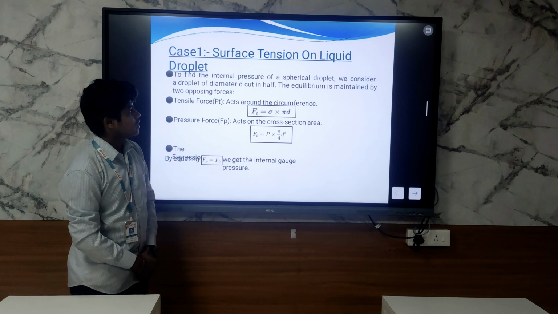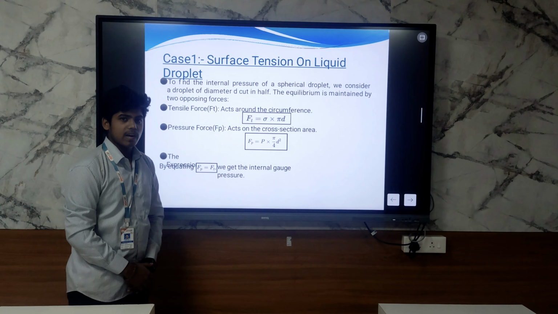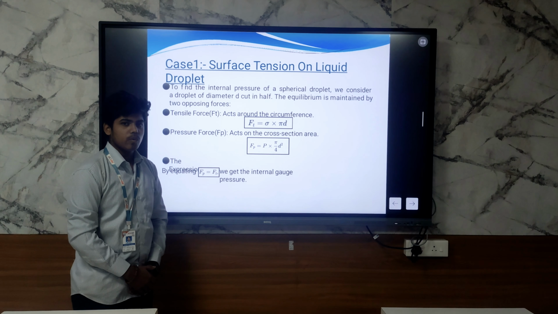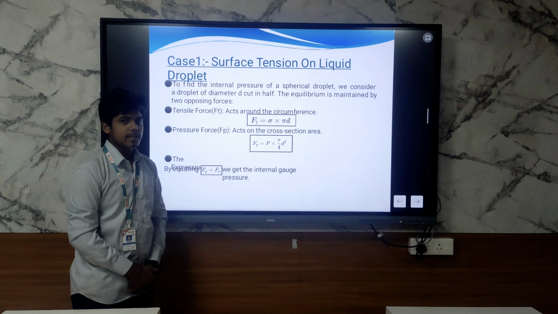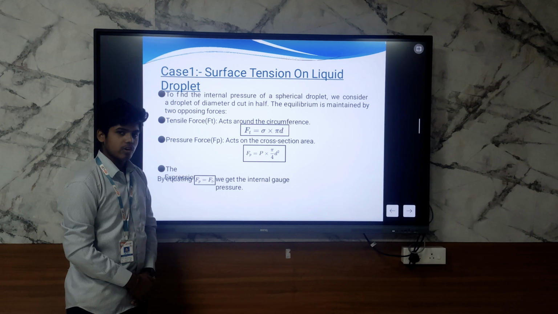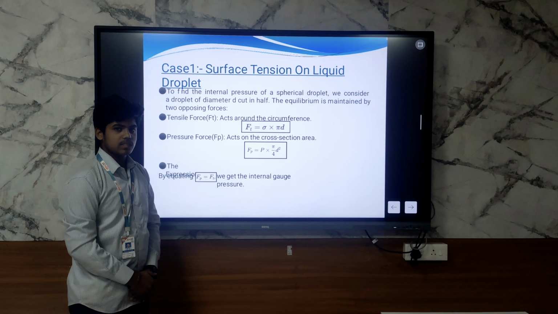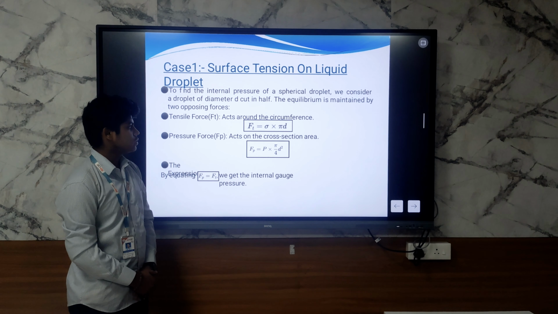I am explaining surface tension of the liquid droplet. To find the internal pressure in the liquid droplet, we consider a liquid droplet of diameter d. We cut the droplet into half, and two forces act on the liquid droplet: one is the tensile force and the second is the pressure force.